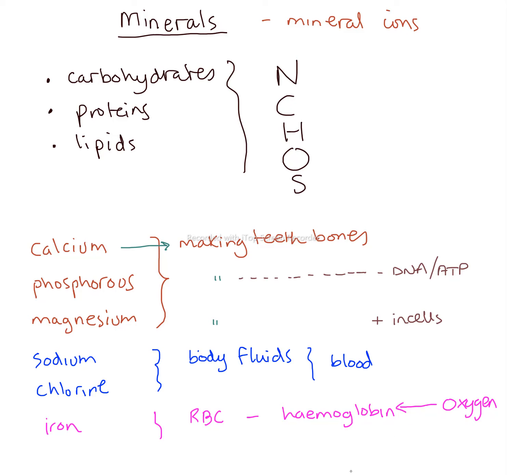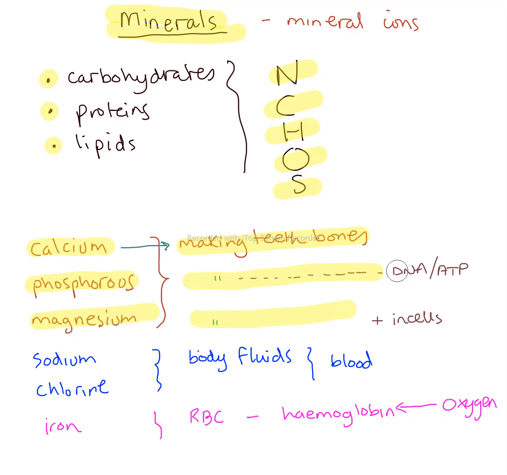So let me just go through this again. So we need minerals to help our body perform. The 3 main groups that we look at, carbs or carbohydrates, proteins and lipids, contain nitrogen, carbon, hydrogen, oxygen and sulfur. We also need other elements. The 3 that you need to know as a group would be calcium, phosphorus and magnesium. They're all used for making teeth and bones, so all 3 of them.